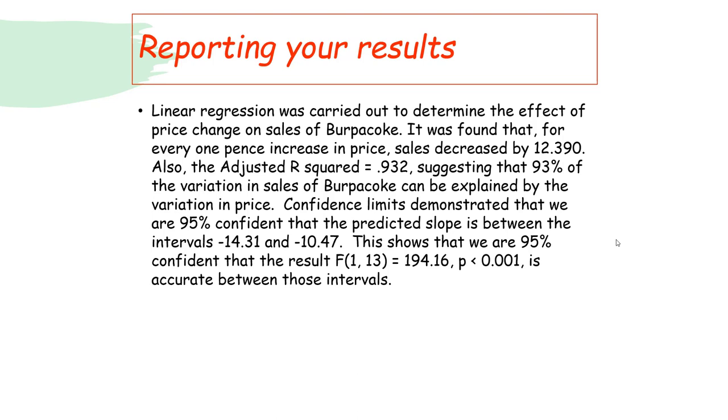Confidence limits demonstrated that we are 95% confident that the predicted slope is between the intervals of minus 14.31 and minus 10.47. This shows that we are 95% confident the result, F(1,13), or degrees of freedom, equals 194.16 and a probability of 0.01. All of that you get in the model outcome, the very first table, the very first output I showed you, is accurate between those intervals.